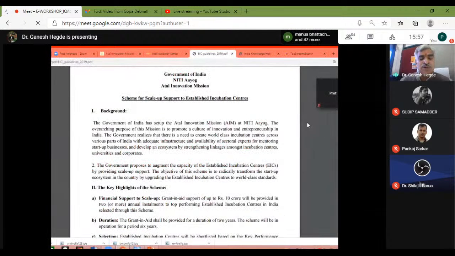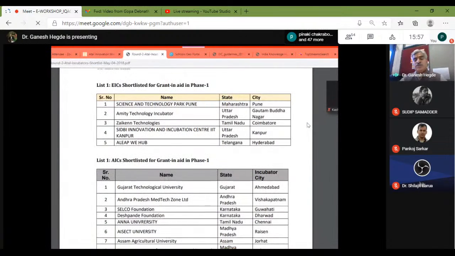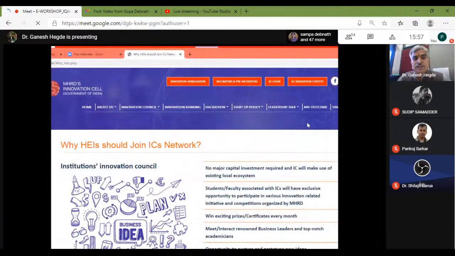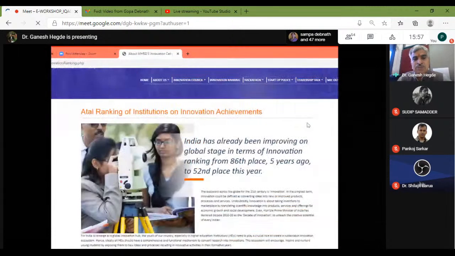And there is the Government of India's Niti Aayog, which has some scale-up support for establishing incubation centers also. Some of the incubation centers have been recognized in various colleges and universities. A national innovations contest is conducted. There is an MHRD Innovation Cell as well.